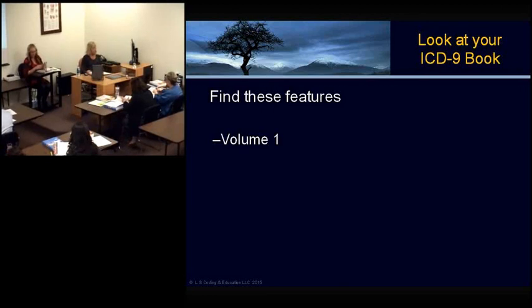Volume 2 is in the front of the book. It's your index. Starts on page 85. And then we have coding guidelines, which are the most important thing. And those begin on page 2. They start talking about the guidelines in the front of your book. So volume 1 is also called the tabular. And volume 2 is called the index. So let me put that up on the screen.